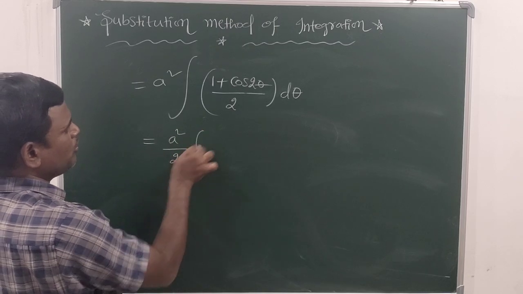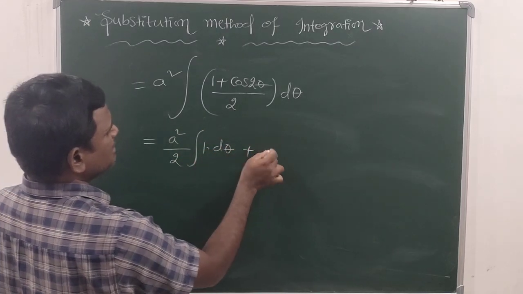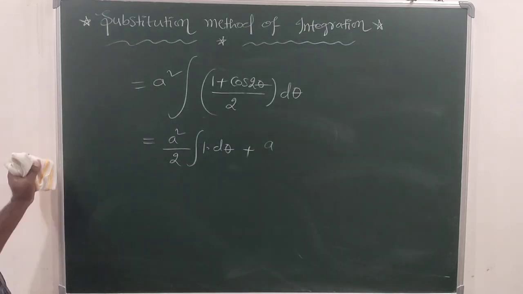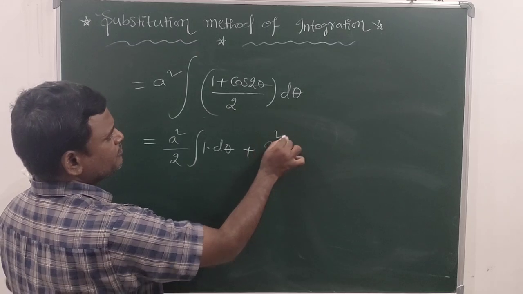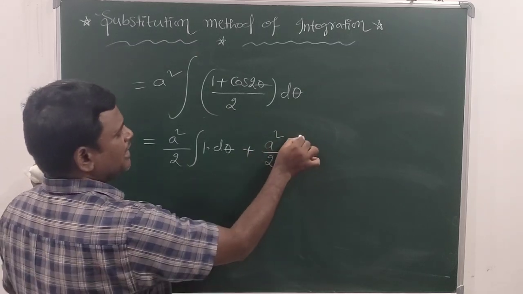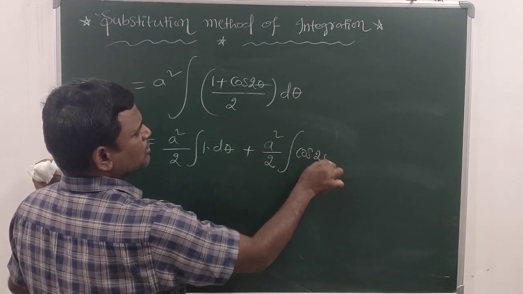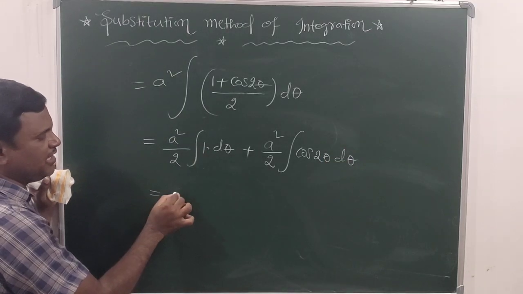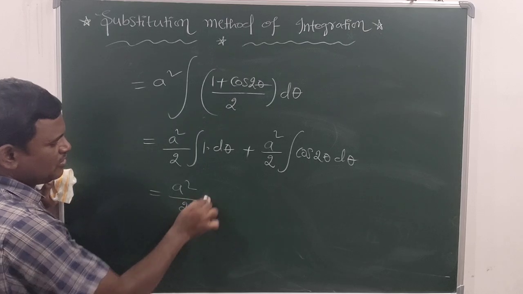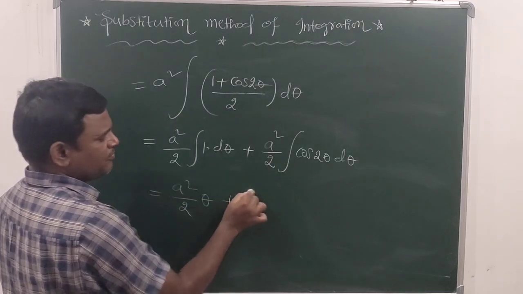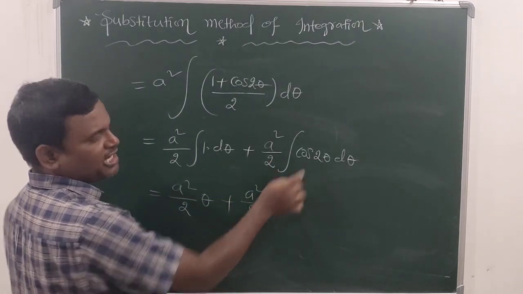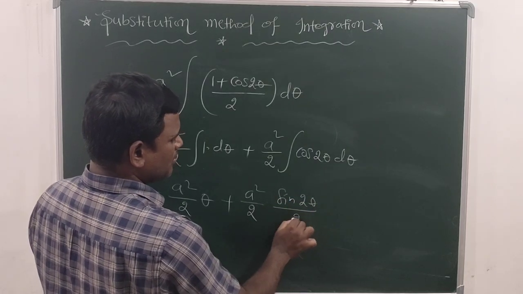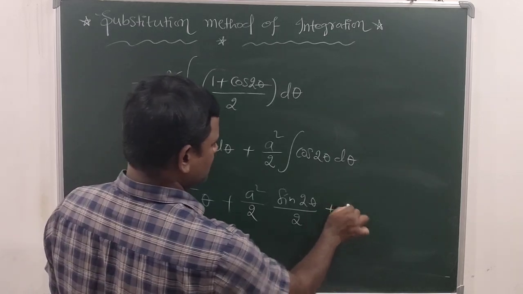A square by 2 integral of 1 into d theta plus, students, here what do you get? A square by 2 integral of cos 2 theta d theta. Here the integral is theta. And here a square by 2 integral of cos 2 theta is sin 2 theta by 2 plus c.